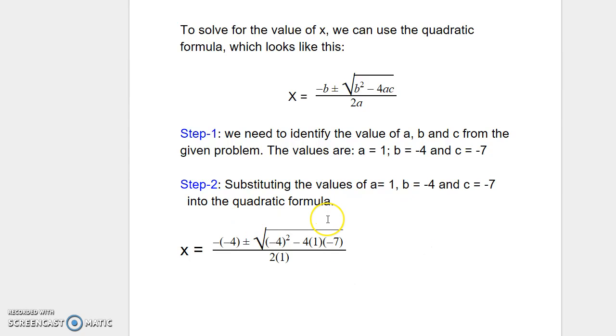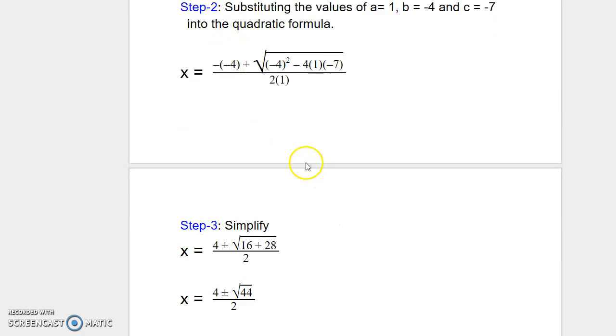We have successfully substituted the values. Now let us simplify it. So negative of -4 is +4, plus or minus the square root of -4 raised to the power of 2. Negative raised to the power of 2 is positive. 4 raised to the power of 2 is 4 times 4, which is 16. And then here we have -4 times 1 times -7. Negative times negative is a positive. 7 times 4 is 28, divided by 2 times 1, which is 2.